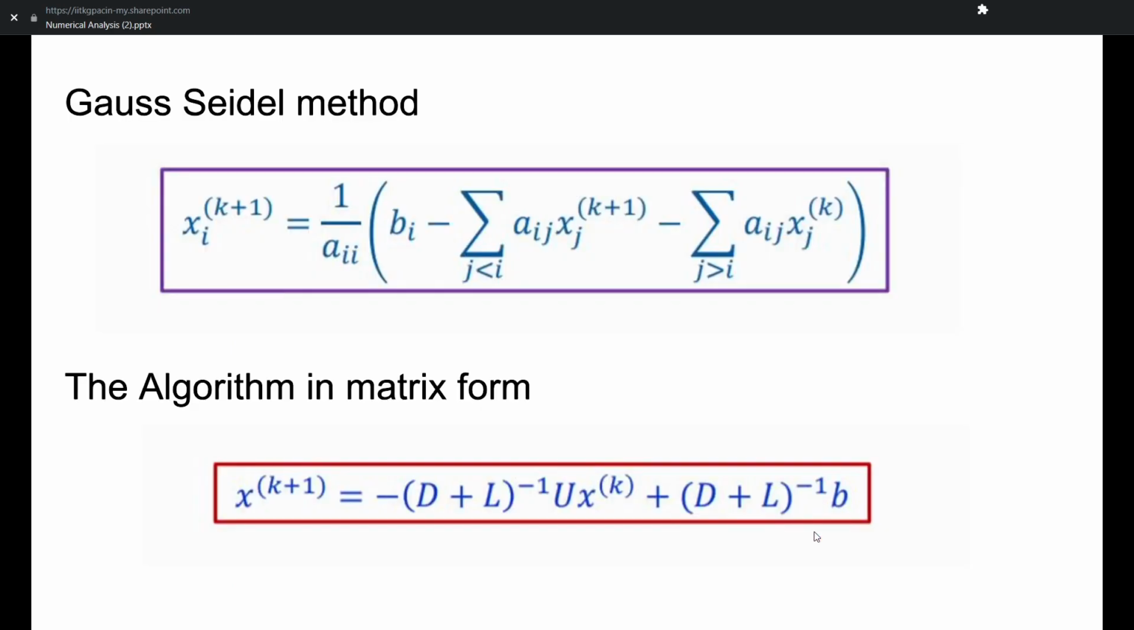So now let us look into the Gauss-Seidel method. This is the component form of the Gauss-Seidel method. The only difference here is that we have k+1 instead of k, which means that instead of using values from the previous iteration, we use recently evaluated values. And the same thing is written in matrix form.